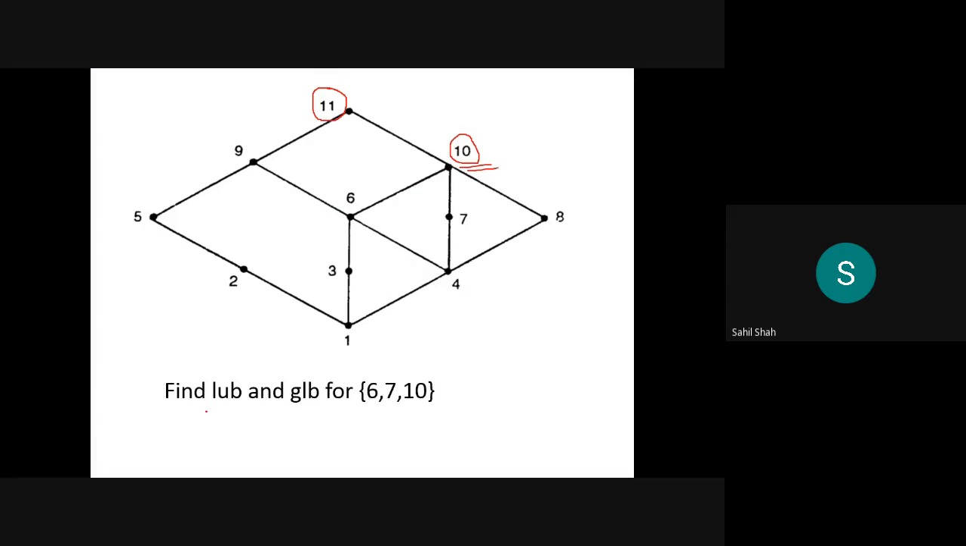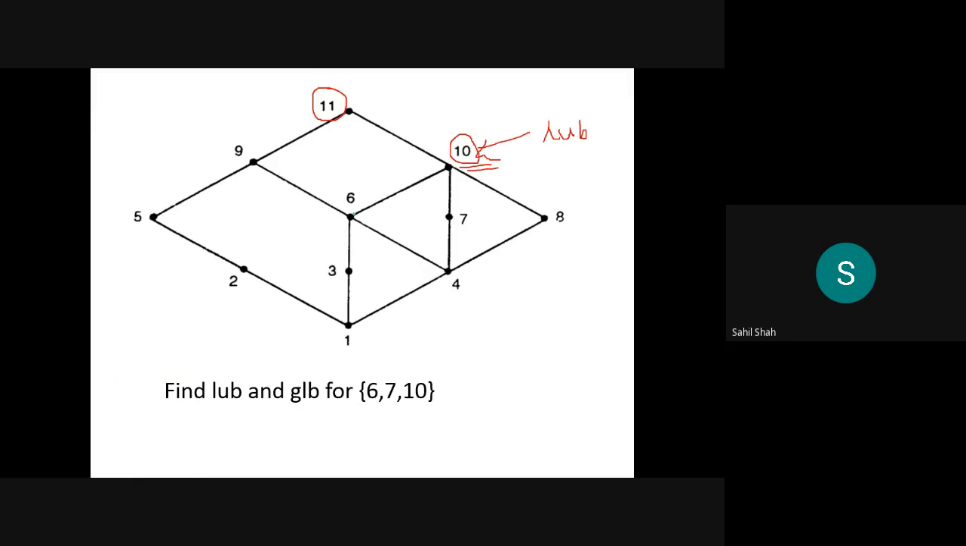So for this case, the least upper bound of 6, 7, 10 will be this, LUB. Whatever I have highlighted in this red color, these are acting as upper bounds. Out of that, this one is least.